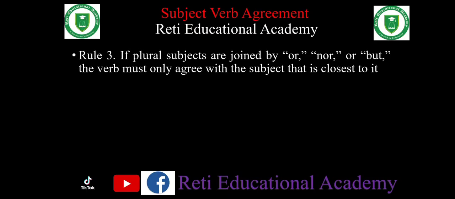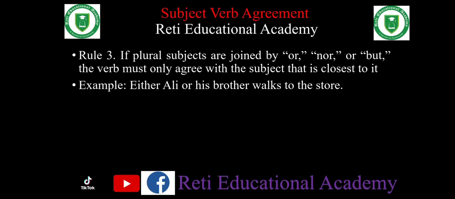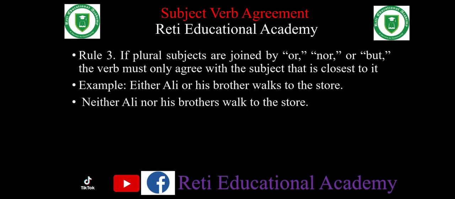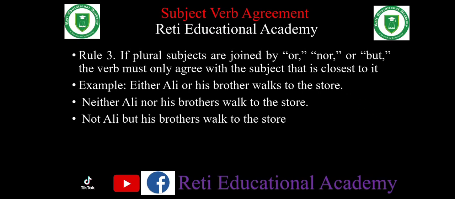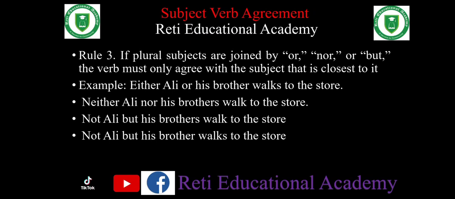Rule number 3, if subjects are joined by either or, neither nor, or not but, the verb must only agree with the subject that is closest to it. Example, either Ali or his brother walks to the store. Neither Ali nor his brothers walk to the store. Not Ali but his brothers walk to the store. Not Ali but his brother walks to the store.